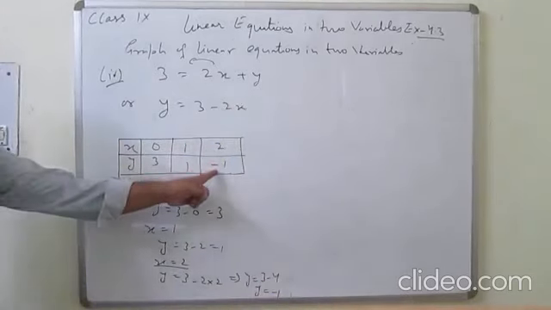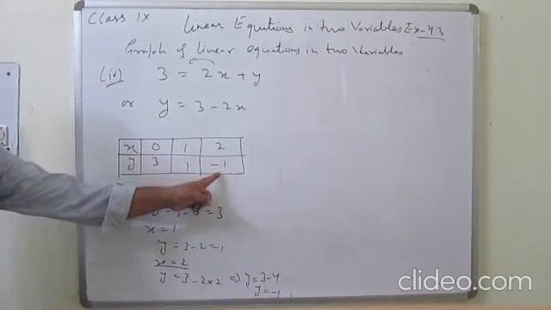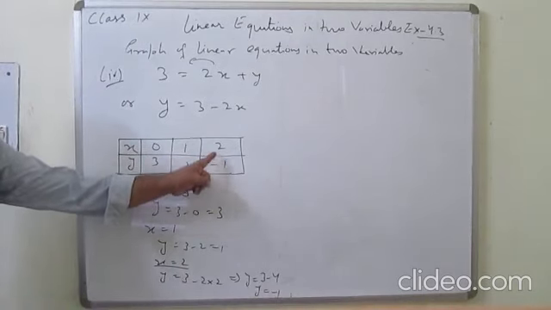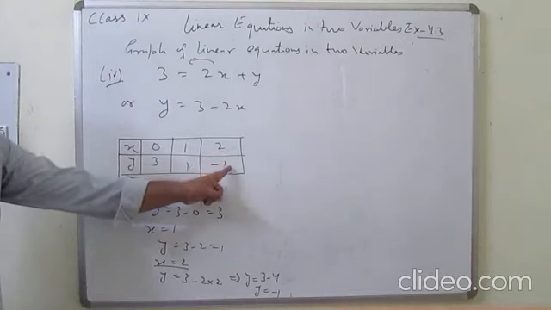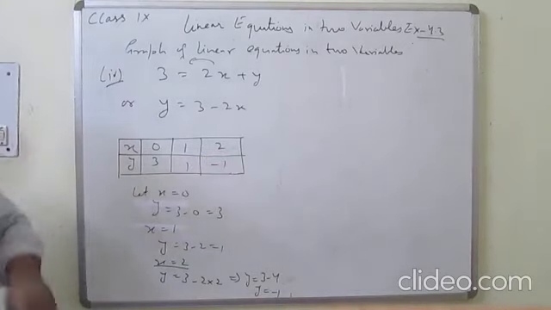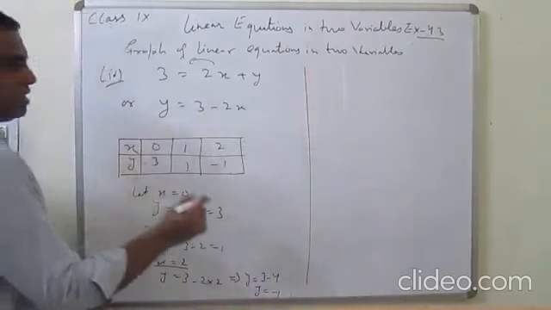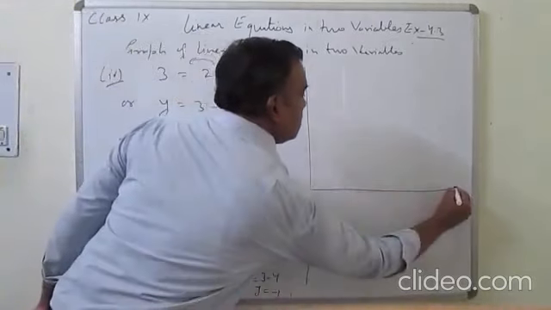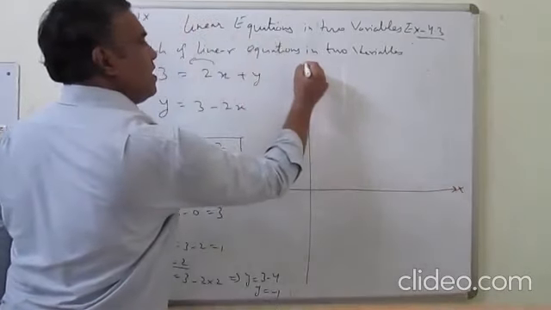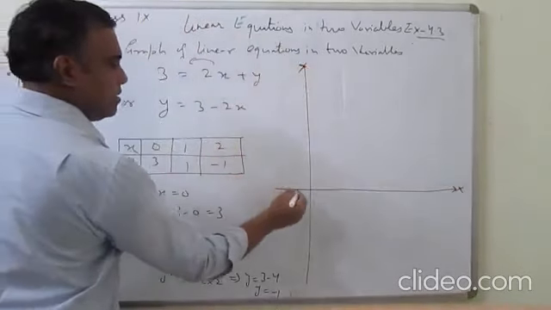This point, 2, minus 1, comes in which quadrant? x is positive and y is negative. It is fourth quadrant. Now see in the graph. Plotting of this equation in the graph. See here. This is x-axis, this is y-axis, and this is 0.